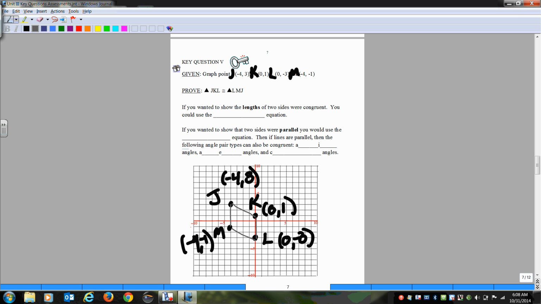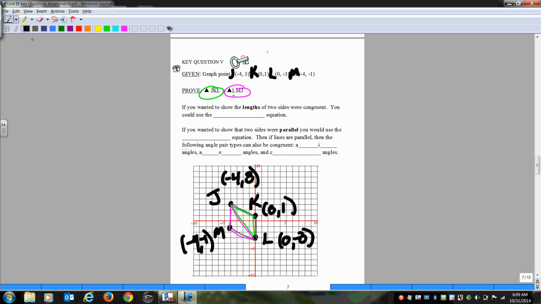Our goal is to prove that triangle JKL is congruent to LMJ. We do this in 2 different colors. So there's a triangle here, J, K, and L. That's a triangle. It is going to be congruent to LMJ.